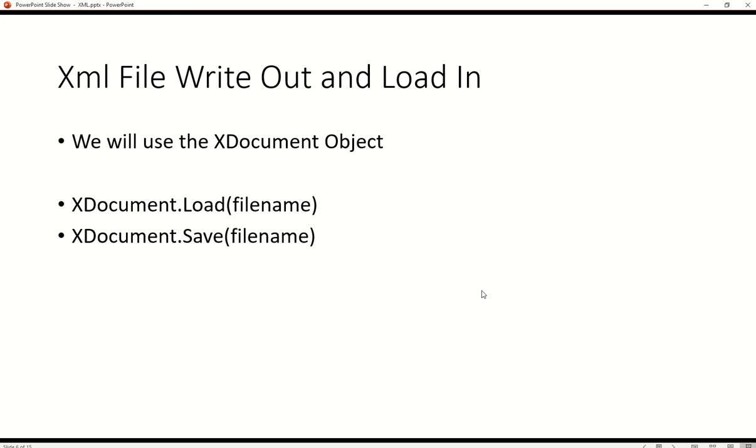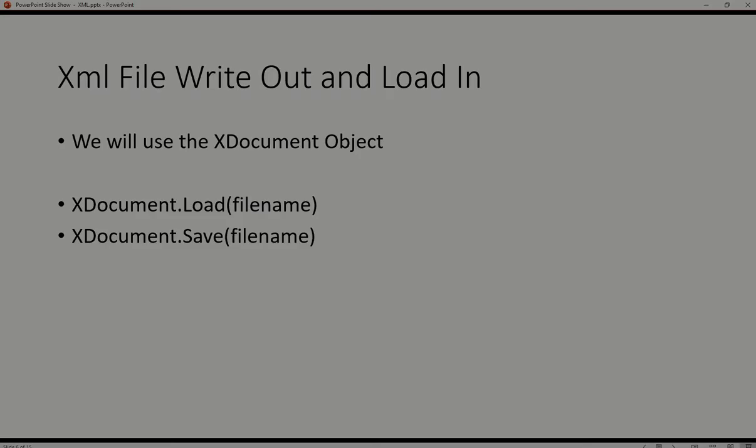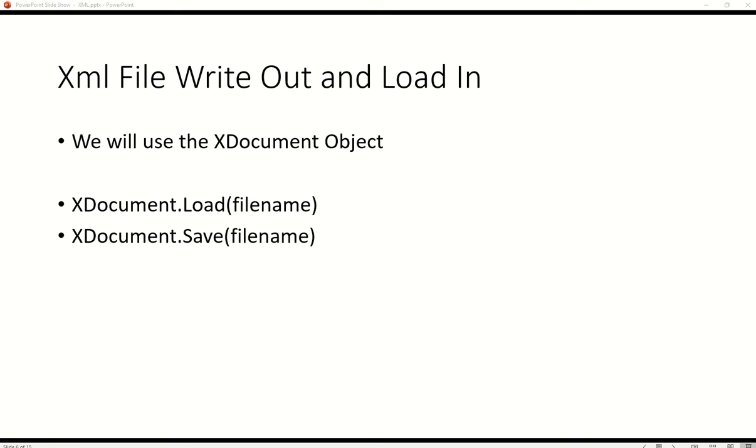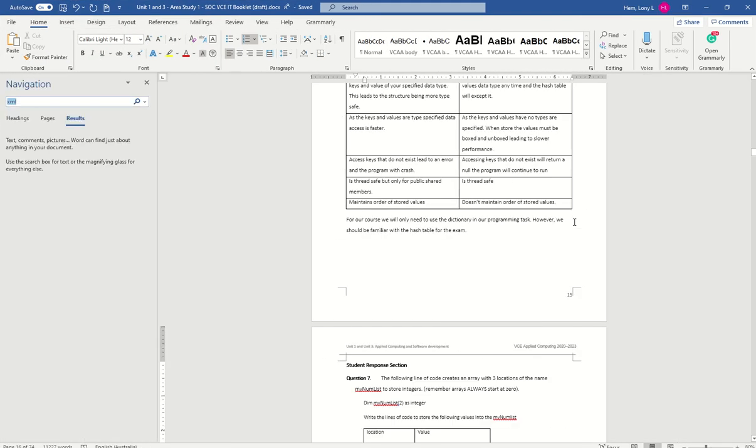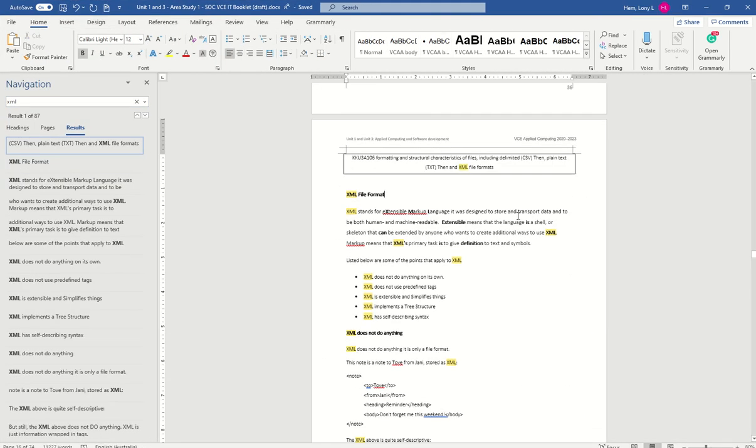Alright, so what I'd like to do now is move into showing you how to write out an XML file and also load in an XML file using the XDocument object in Visual Basic. And I'll be doing that in the next video. But before I go to the next video, I want to point you to very specific information in my textbook on XML. And you definitely want to read all of this. So I'll just find XML over here.